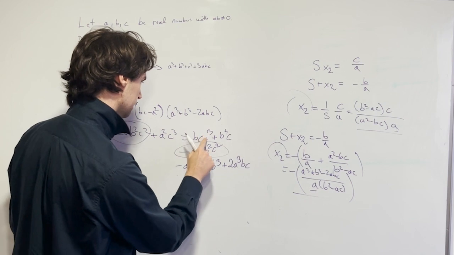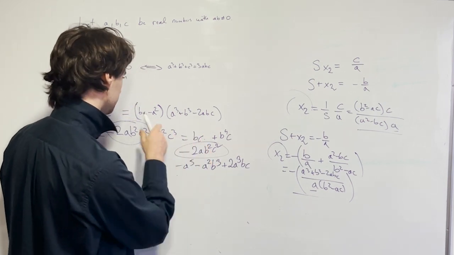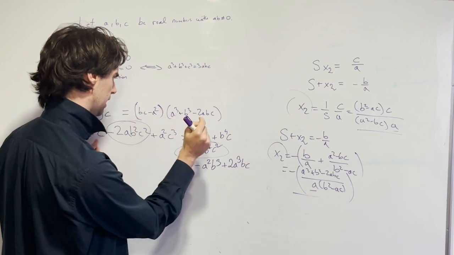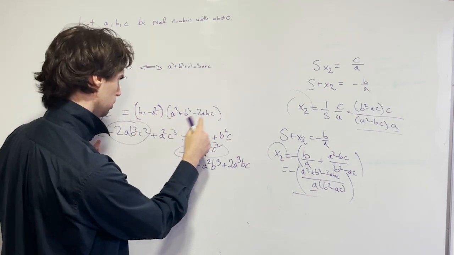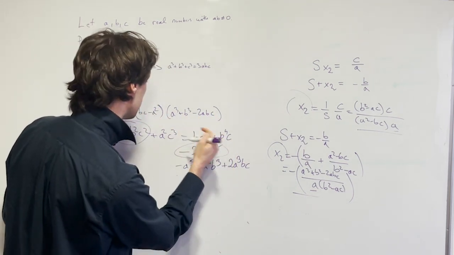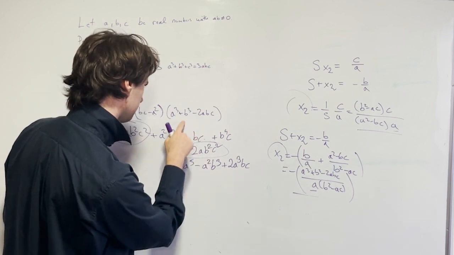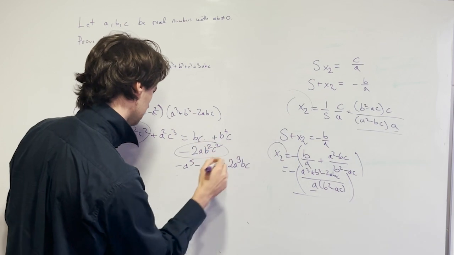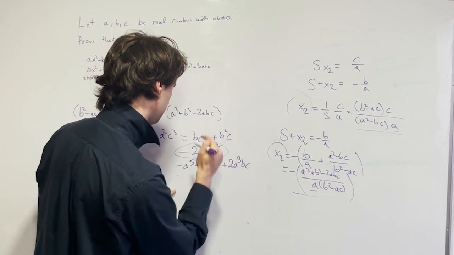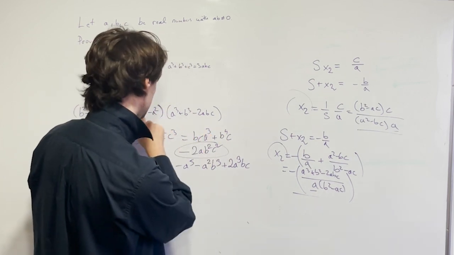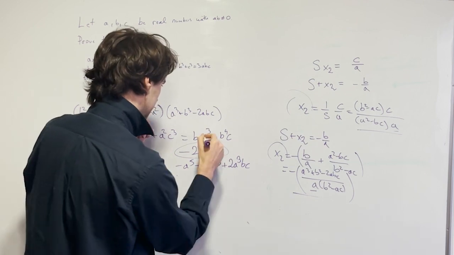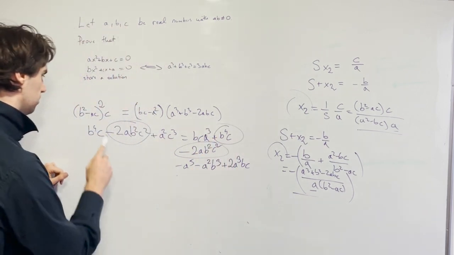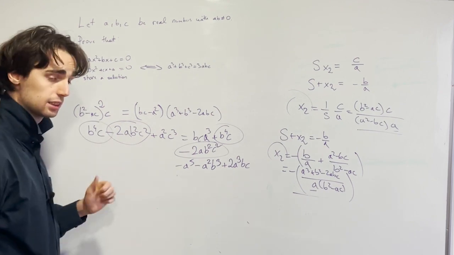Actually, we have multiplied this incorrectly. This is b, so this is bc times b cubed, right? Oh no, wait a second, what have I done? This is bc times a, so it's bca cubed. And now b to the power of 4c and b to the power of 4c cancel out.